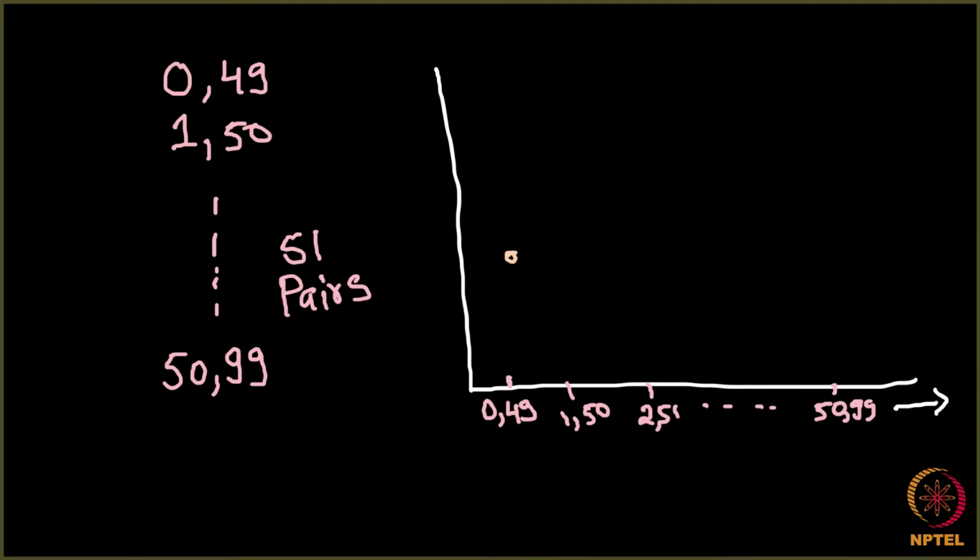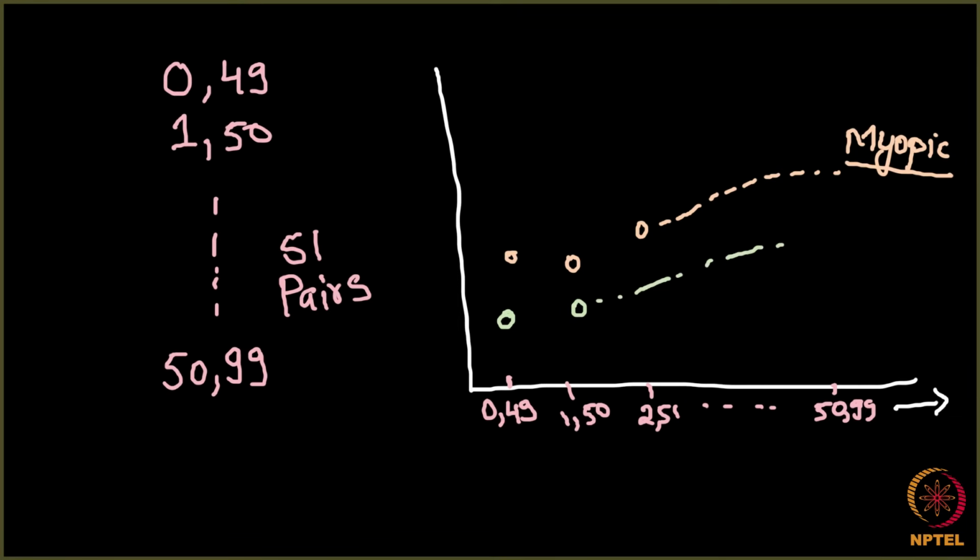And then for 1, 50, 2, 51, so on and so forth. So we are going to see what answer our myopic search gives us, and we are also going to draw a plot corresponding to the optimal search on the same plot. So for 0, 49, what was the path length given by optimal search, for 1, 50, so on and so forth, and we will be observing how this plot looks like in reality.